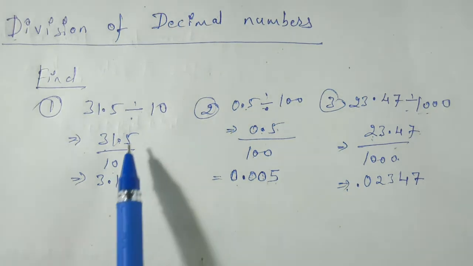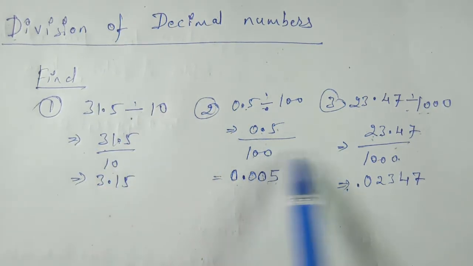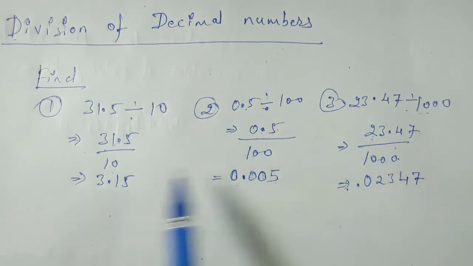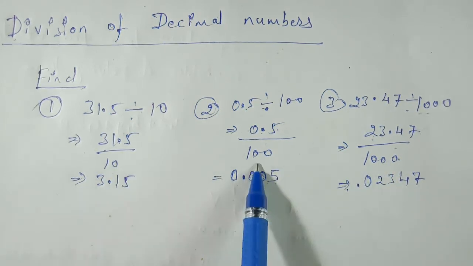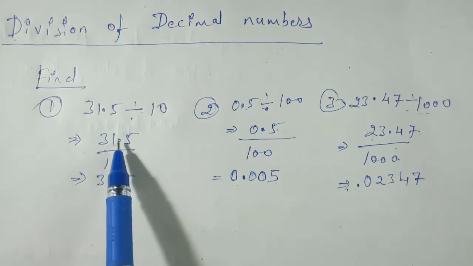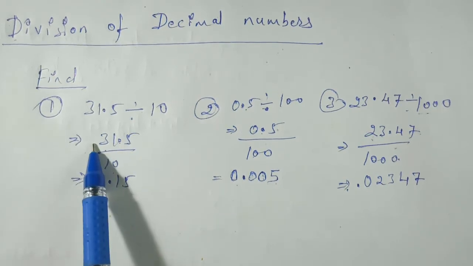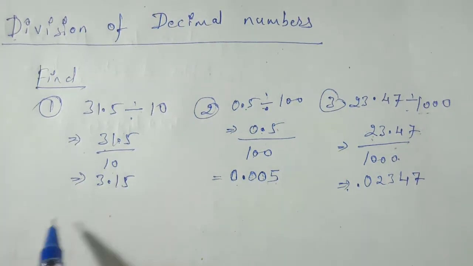So students, whenever we have to divide any decimal number by 10, 100 or 1000, what do we have to do? We have to count the zeros, and according to the number of zeros we have to shift the decimal to the left hand side, counting the digits.